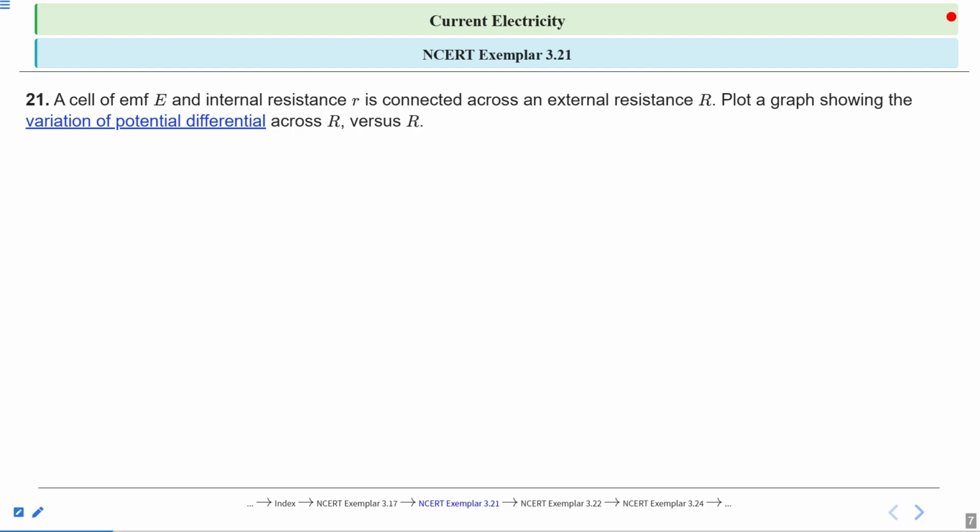Next, exemplar 3.21. A cell of EMF E and internal resistance r is connected across an external resistance capital R. Plot a graph showing variation of potential difference across R versus R. So there is a cell of EMF E and internal resistance r, and this cell is connected to an external resistance R. You have to plot the graph of potential difference across R versus resistance R.